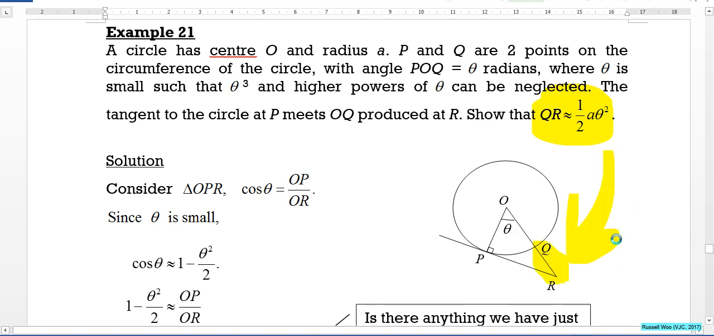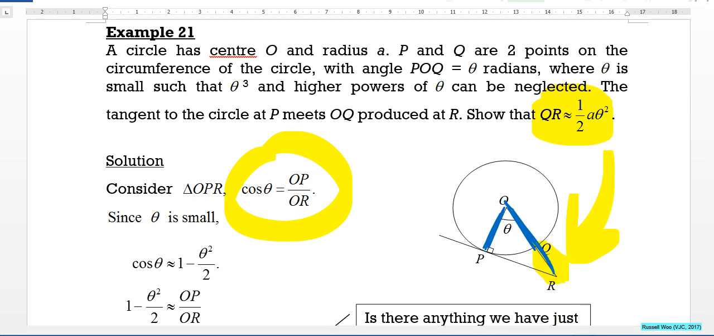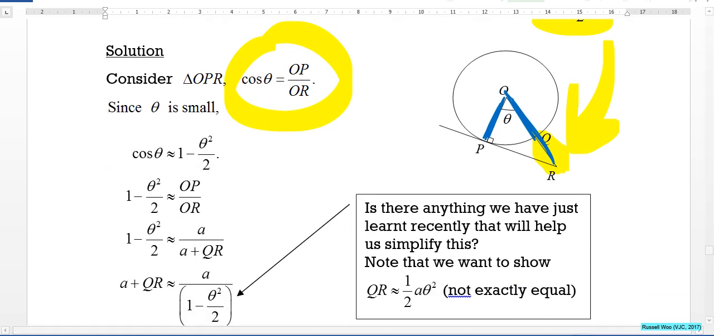All right. Now, what I'm going to make use of is this idea: cosine theta is just adjacent over hypotenuse, correct? Adjacent over hypotenuse. Now, OP is just A. OR is just A plus QR. Correct? Yes?